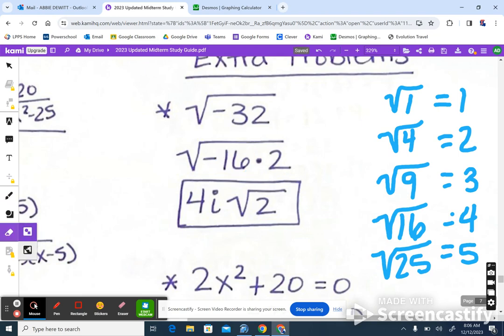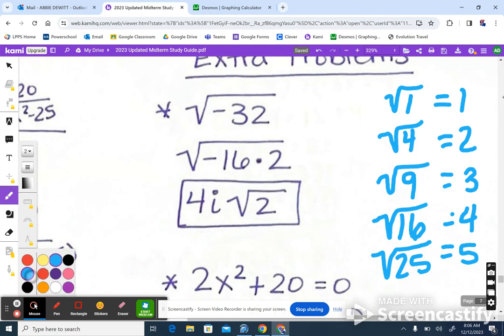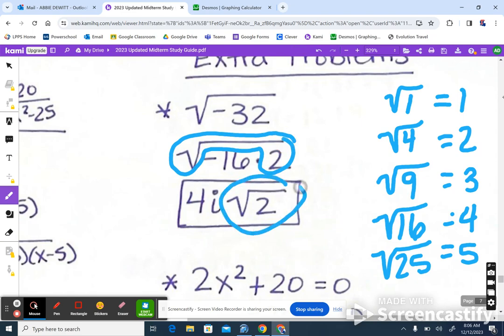Now I'm going to take the root of negative 16. I'm going to pull out this negative, and a negative under a root is replaced with i. And then the root of 16 is 4. So that's where that 4i comes from, taking the root of negative 16. And then you're going to leave the root of 2 as the root of 2 in your answer.